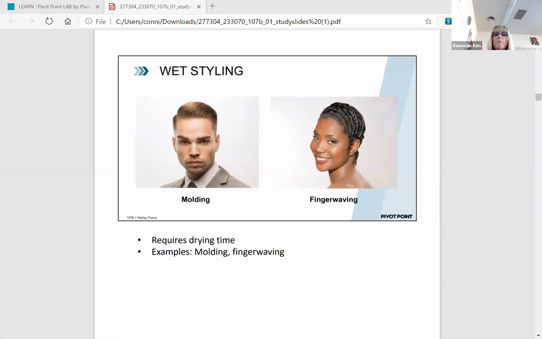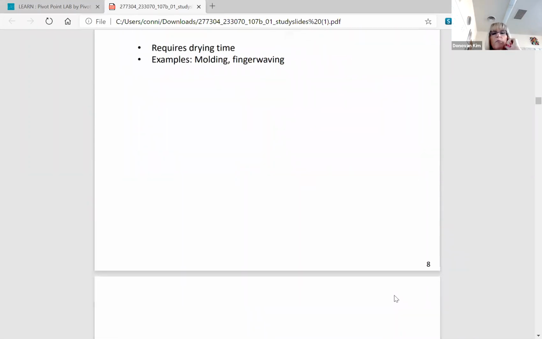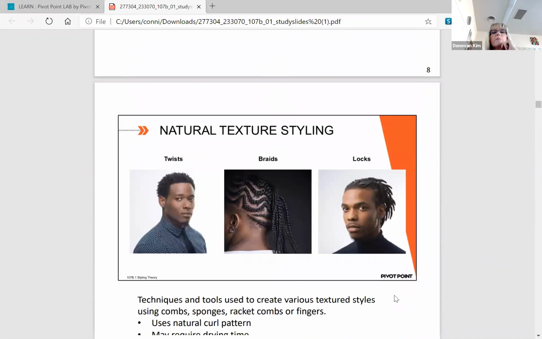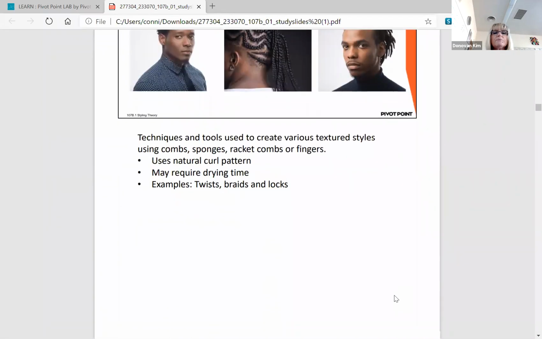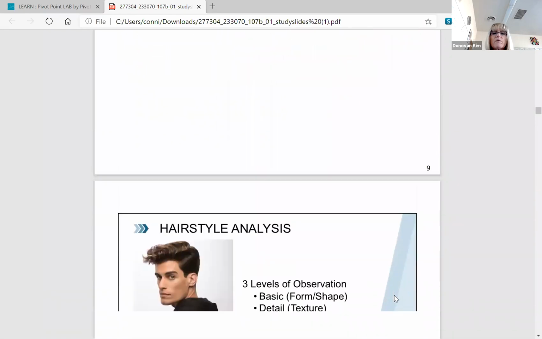It's okay. So with our wet hairstyling, we have to dry it. Like we said, it requires drying time. Our finger waving there. Then we have natural texture styling. We have twists, we have braids, we have locks. Okay, so locks are like the starts of dreads. That's if you wonder what locks were, like dreadlocks, right? But locks are the professional term or the correct term, but we just kind of throw dreadlocks in there because that's what most people know them as. But you may have to dry those too.